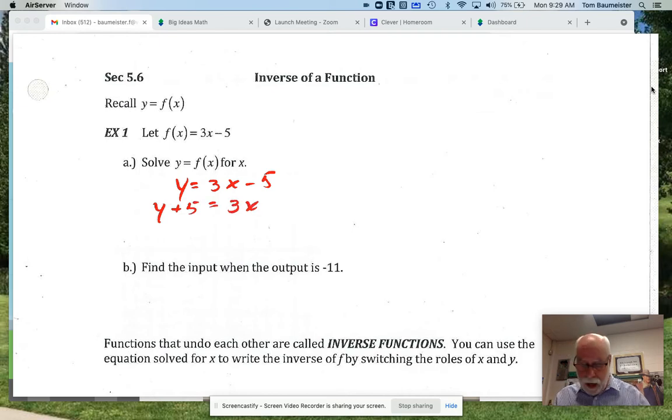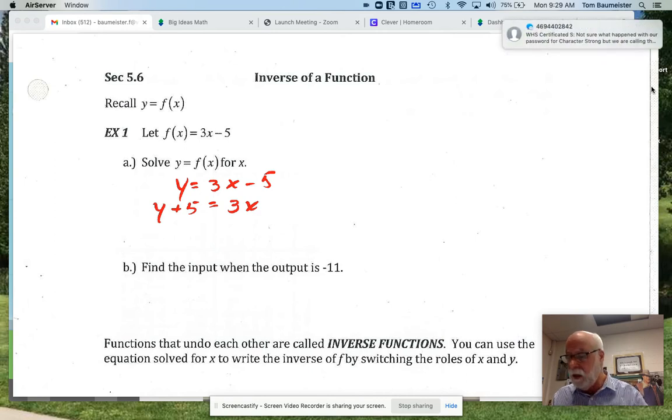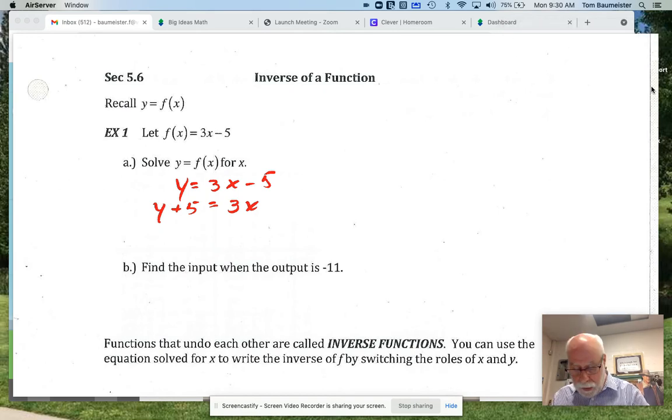And then to get x by itself, it has 3 times x, so we know we are going to divide both sides by 3. So if we do that, we'll get that x is equal to y plus 5 divided by 3.